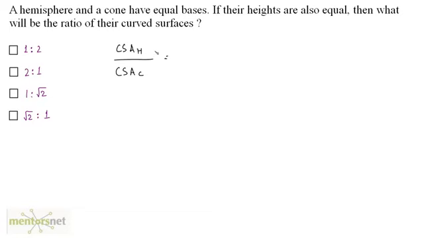That is equal to, what is the curved surface area of a hemisphere? Well, that is 2 pi r square. Now the curved surface area of a cone will be equal to pi r l, right? So r is the same, so this r and one of these r's get cancelled out. This pi and this pi get cancelled out. So we have 2r by l, right? Now we have to calculate l. Well, l is equal to under root of r square plus h square, right?